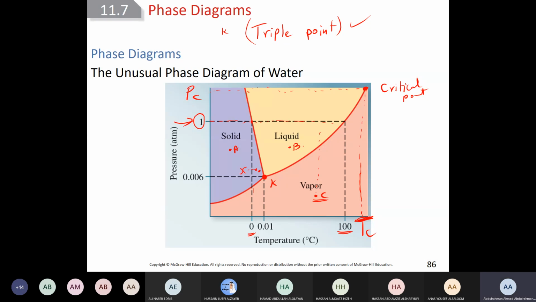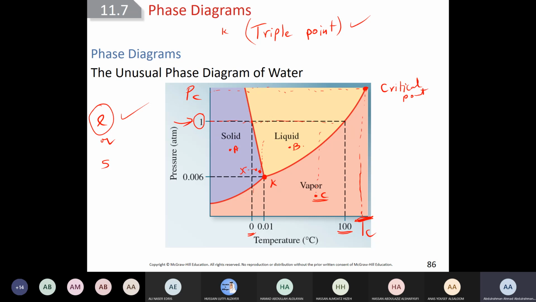If I am at point X here, what will happen if I increase the pressure without changing the temperature? Change to liquid. Exactly. What's the phase of X now? Solid. If I increase the pressure, it will become liquid. Which is more dense, liquid or solid? Liquid. For water only, liquid is more dense, and this is very strange. For others, solid is always more dense.